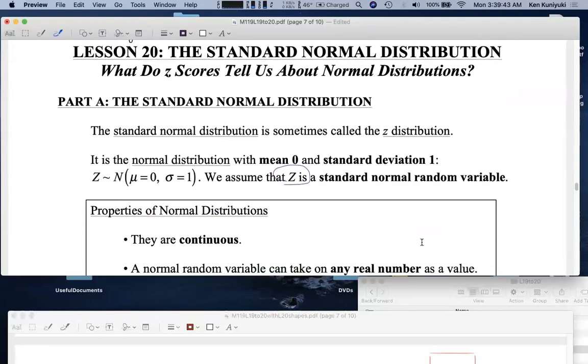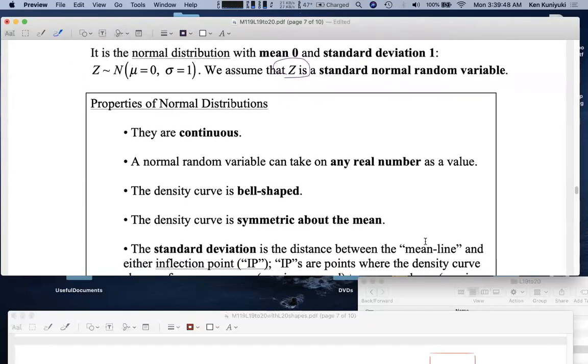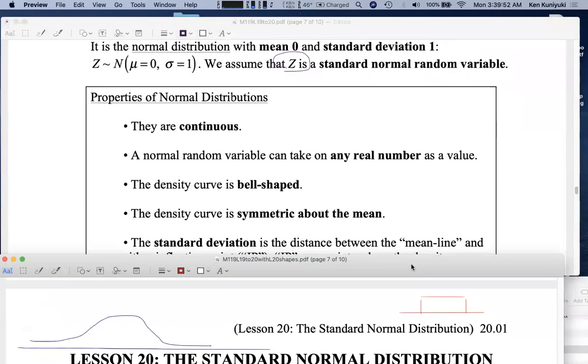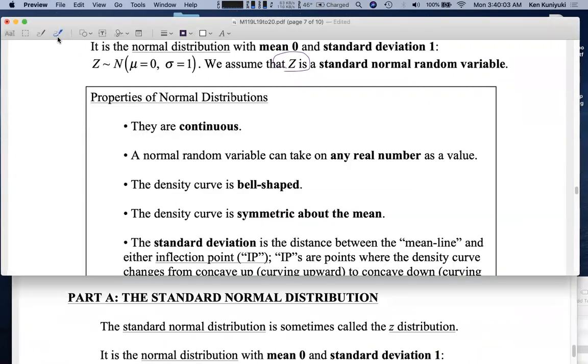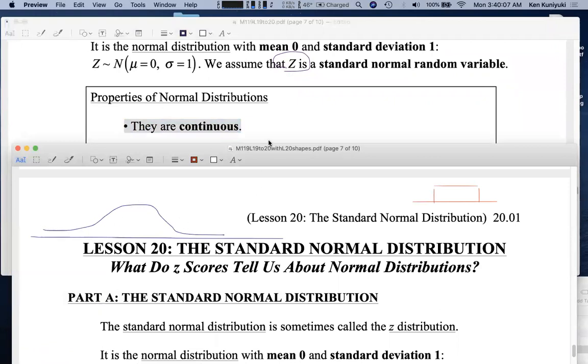All right, so what are some properties of normal distributions in general, but especially for the standard normal? I'll bring up my copy over here. All right, so what are some properties of standard normal distributions and normal distributions in general? First of all, they are continuous. They can take on a continuum of values.